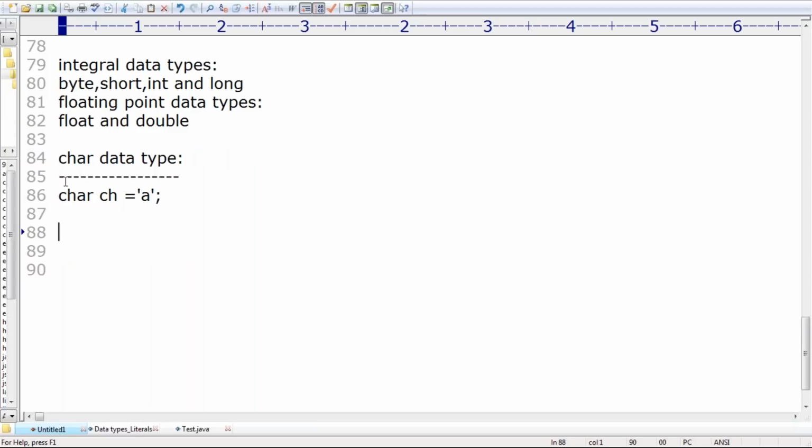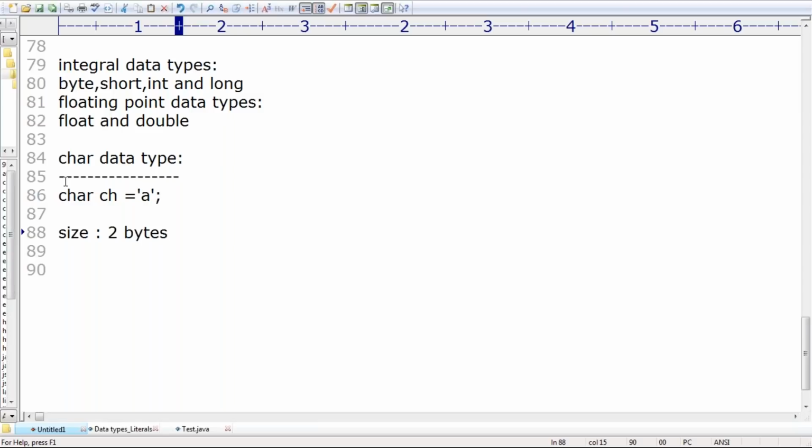What is the size of the char? Everyone should respond. What is the size? Remember, 2 bytes. 2 bytes, 16 bits, but not 1 byte.